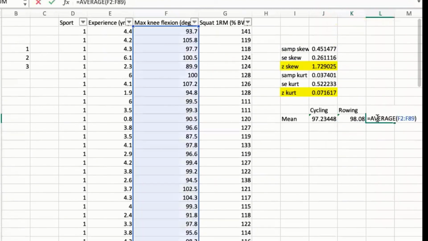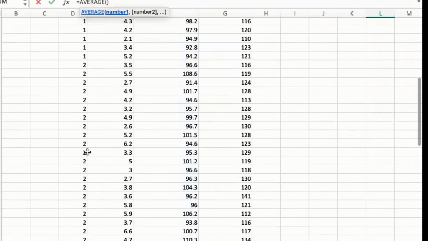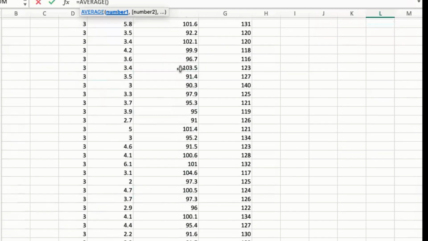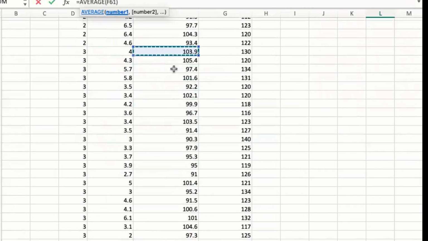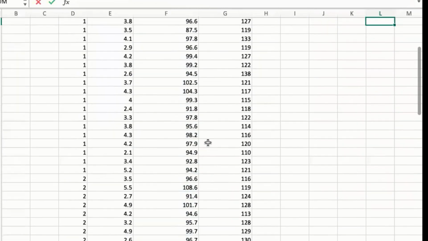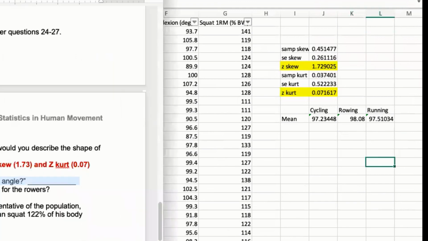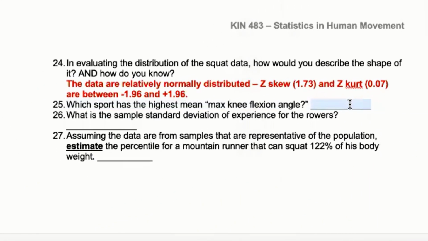And then for my running column, it would be the averages for people with a data label of 3. Oops, overpassed. There to there. There we go. Okay, that looks more like it. So the highest mean max knee flexion angle would be my rowing group. Any questions on that one?